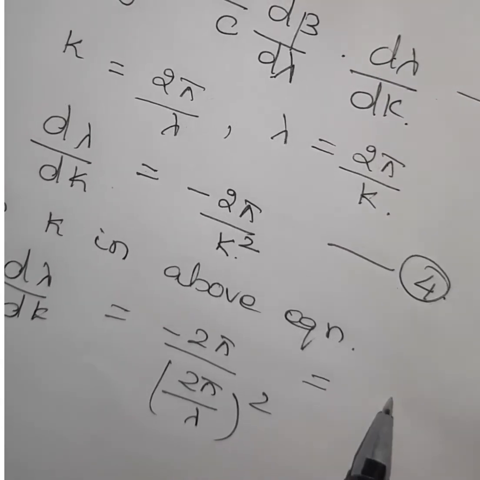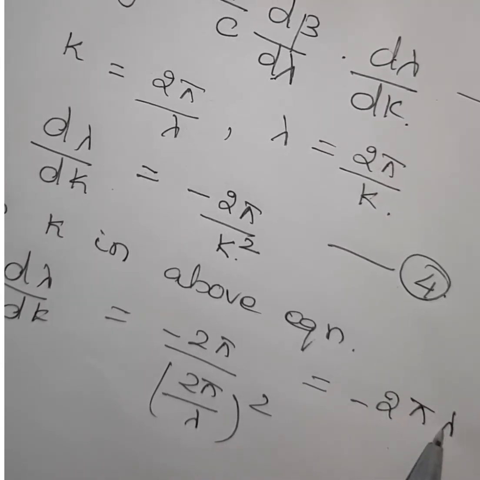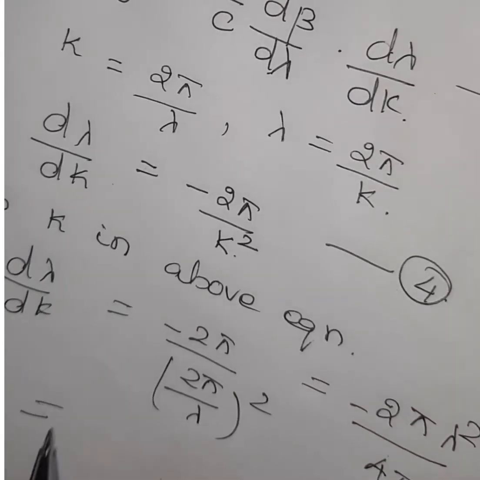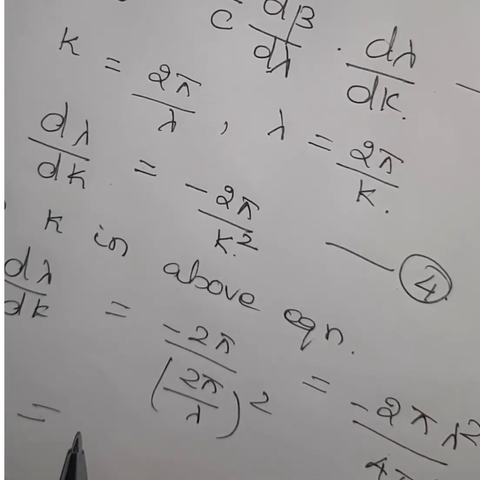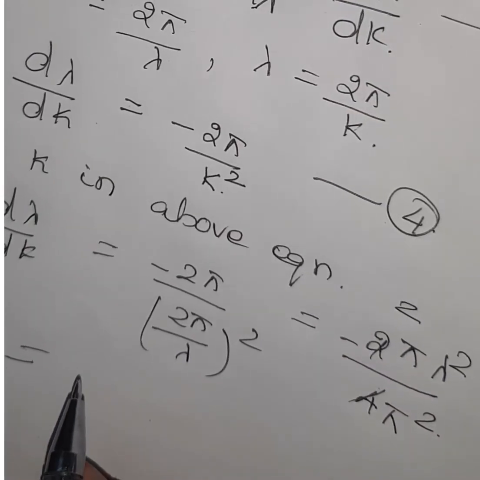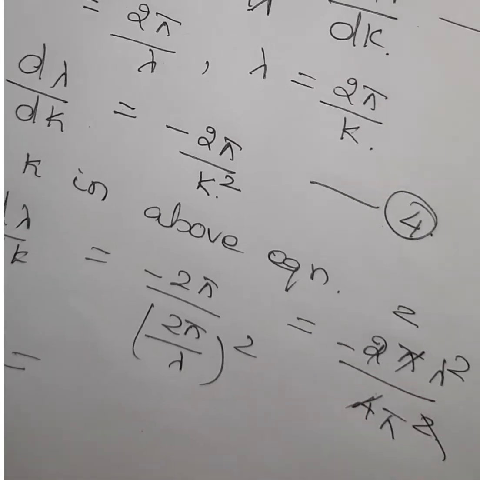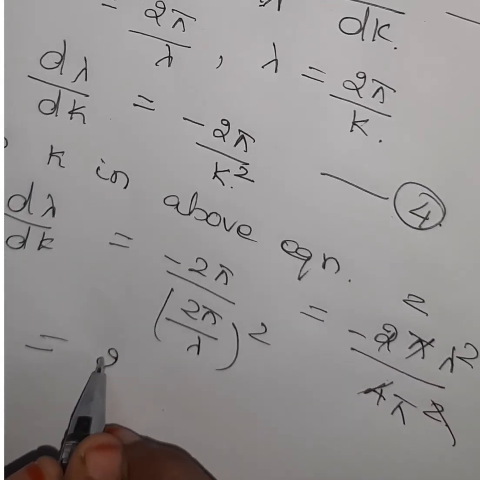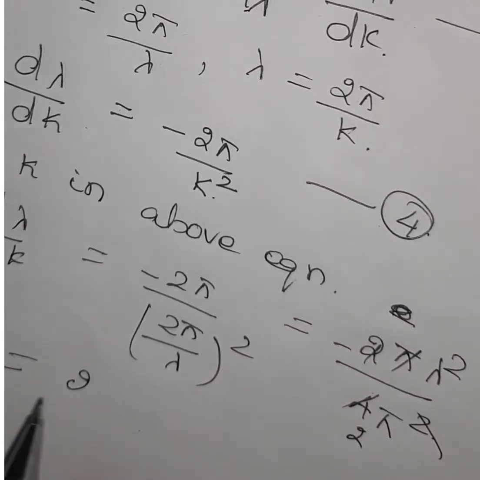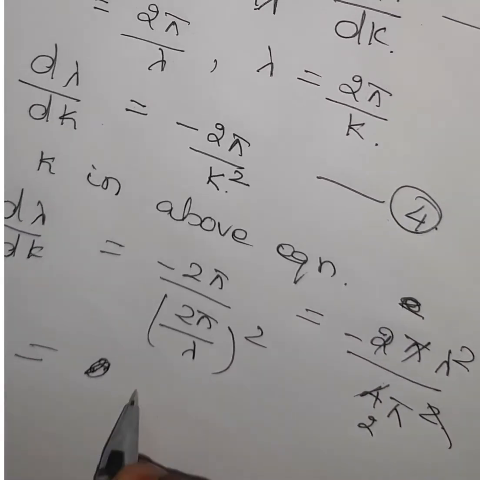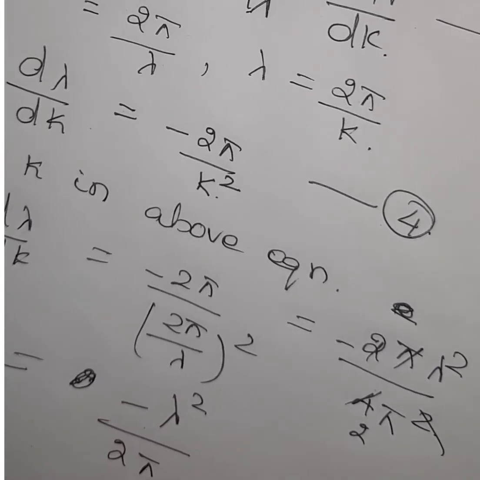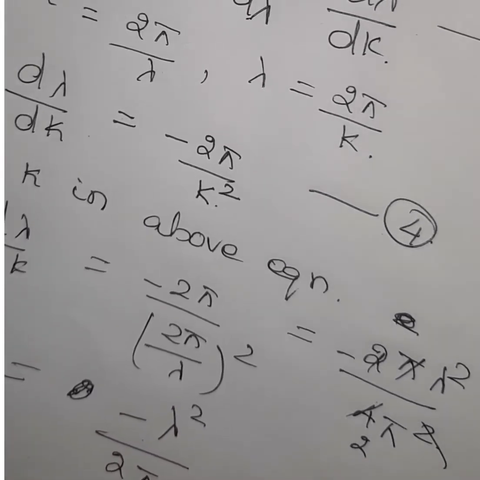Now simplify this: minus 2 pi lambda squared by 4 pi squared. If you simplify this, the 2 gets cancelled, one pi gets cancelled, so it becomes 2. So the value is minus lambda squared by 2 pi. Take this as equation number 5.